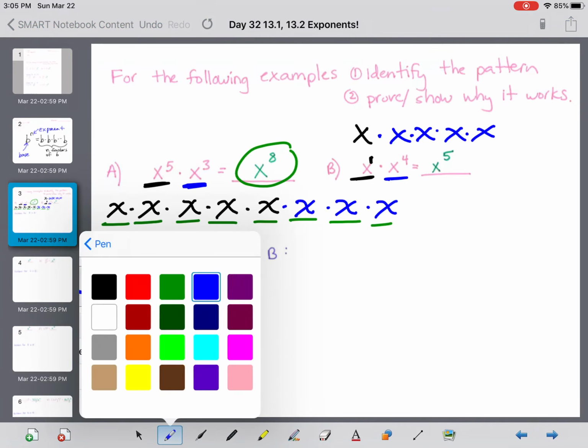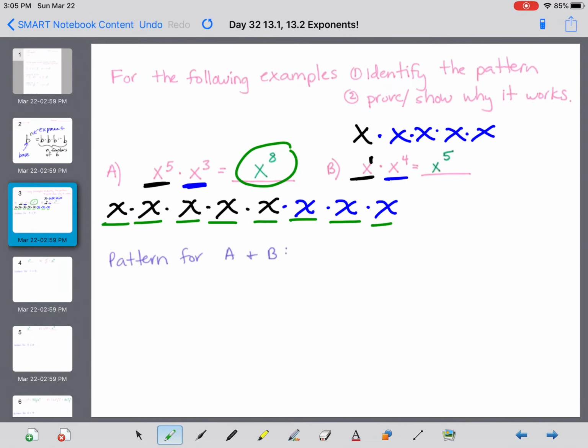And then how many total factors of x are there? Well, there's 1, 2, 3, 4, 5 factors of x. So x times x to the 4th is going to be x to the 5th. So what I want you to look at is, what's the pattern for A and B? Well, if we go back to A and we look at that 5 and that 3, it looks like if we took 5 plus 3, we would get 8. And for B, if we took 1 plus 4, we would get 5.